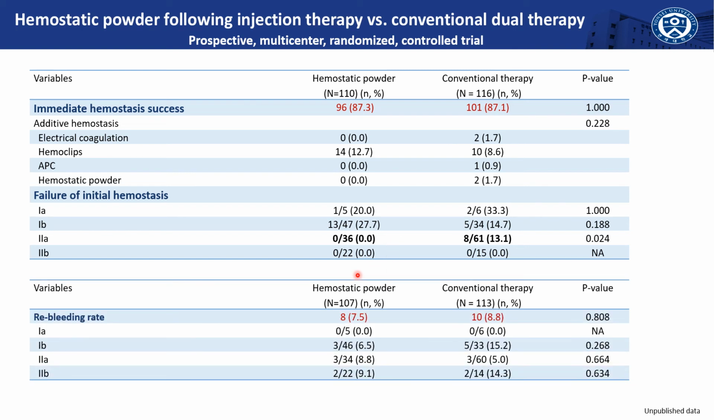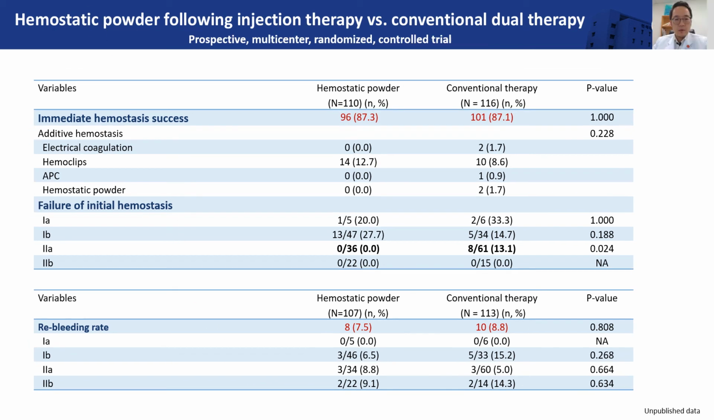And the rebleeding rate also shows no difference between the two groups, 7.5% versus 8.8%. And there's no difference according to the Forrest classification. The result of this study is very meaningful in the clinical field, because this is a prospective RCT using a very large sample size. So I think we can use this kind of evidence that the powder is non-inferior compared to conventional therapy based on the injection method.